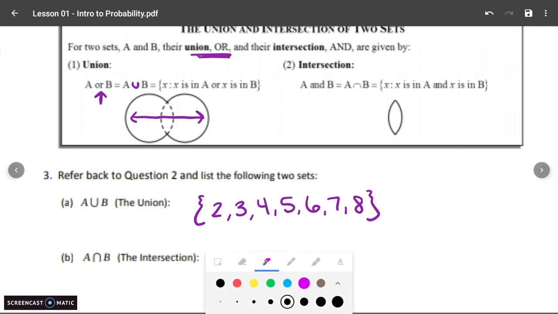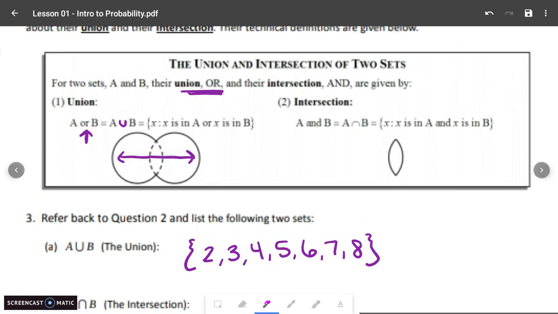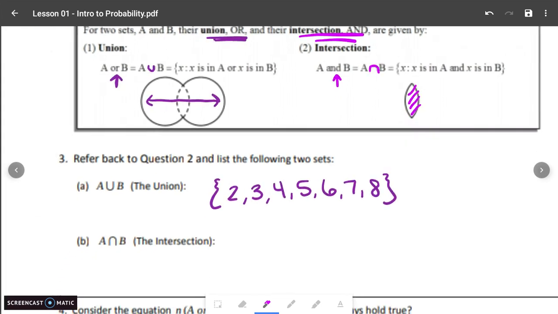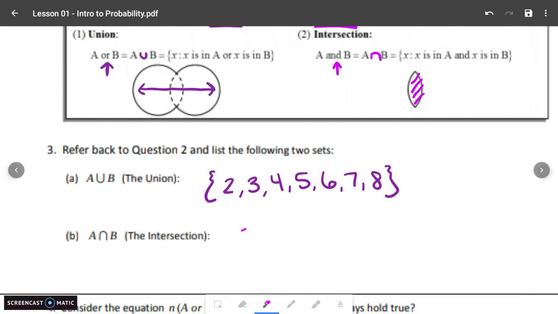Now, an intersection is a little stricter. That's when you see the word and, and the symbol is like an upside down U, or an N if you will. The piece is that both have to happen. So the intersection is being prime and even. I have a little bit stricter rules on it here, so the only one that fell in between was the 2.